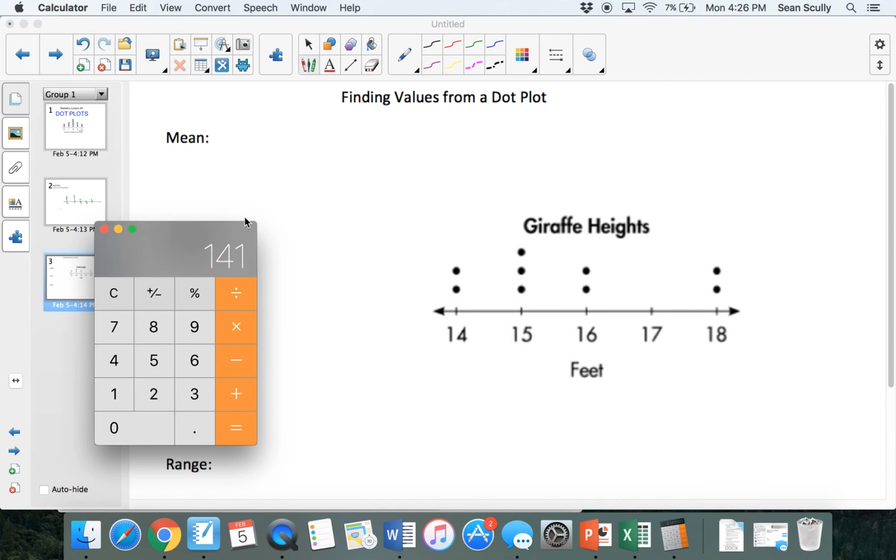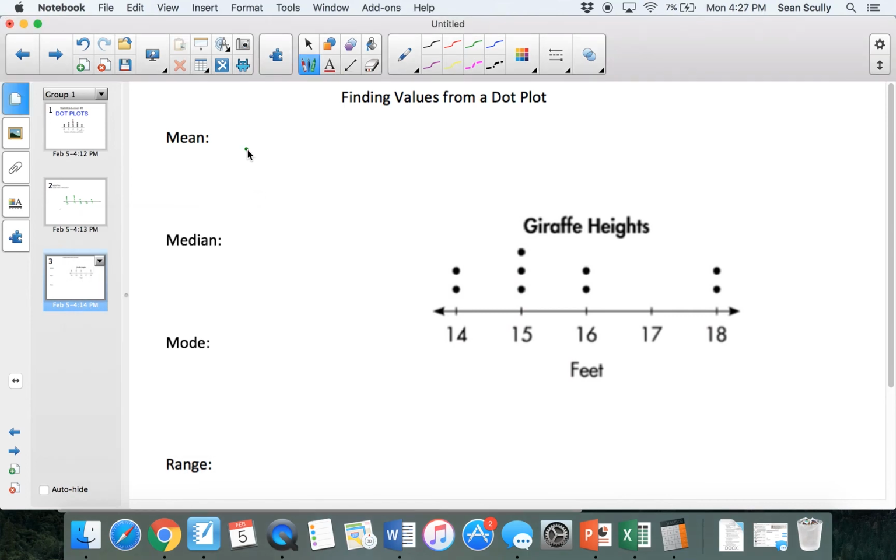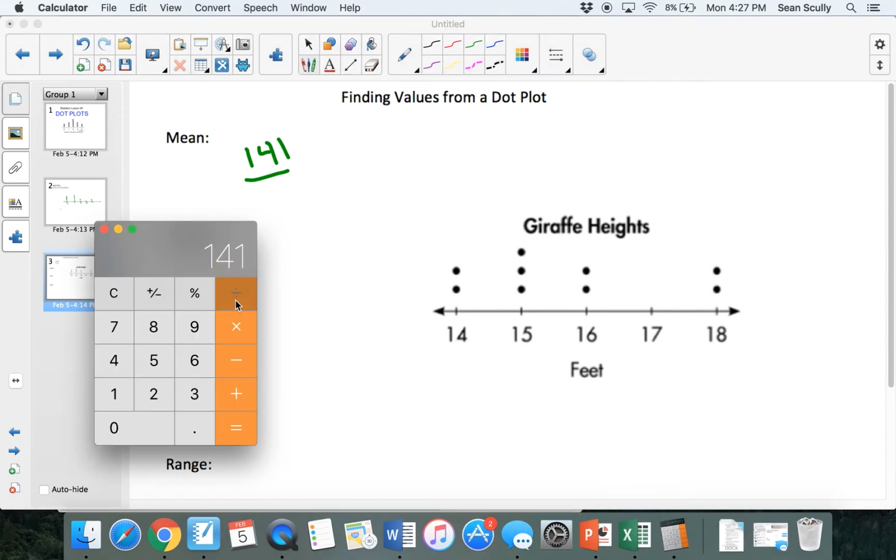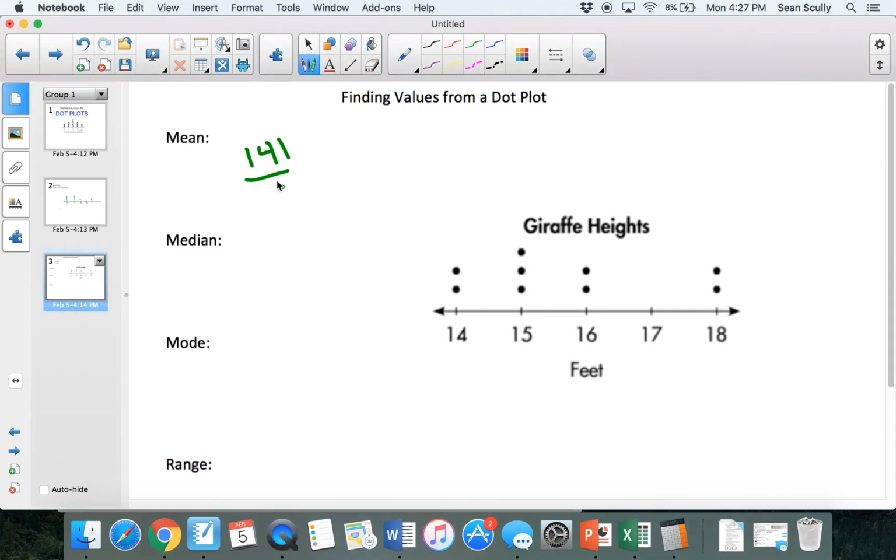Our total here is 141. We have 141 as the total sum. Now to find the mean, we have to divide by how many dots there are, because that's how much data we have. We have 2 points here, 3, 4, 5, 6, 7, 8, 9. So we need to divide this 141 by 9. We get 15.6 repeating. That is going to be our mean. Our average is 15.6 repeating, or 15 and 2/3 of a foot tall.